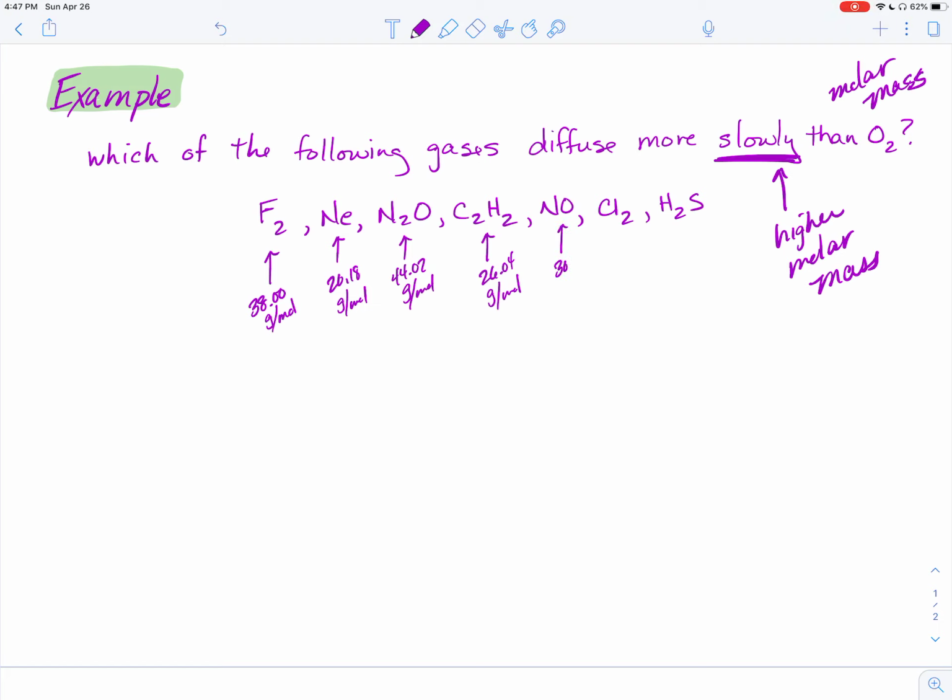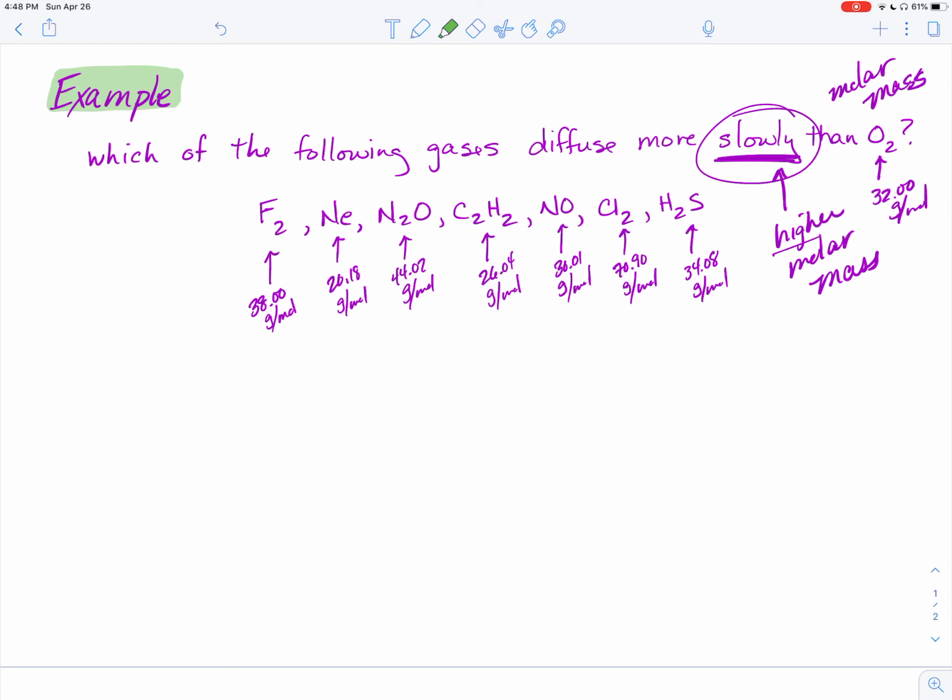NO, 30.01 grams per mole. Cl2, 70.90 grams per mole. And H2S is 34.08 grams per mole. Well, you need to compare each of those molar masses to oxygen's, which is 32.00 grams per mole. So in this question asking more slowly, which ones are the higher ones?